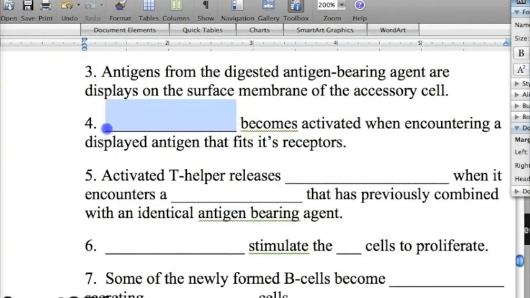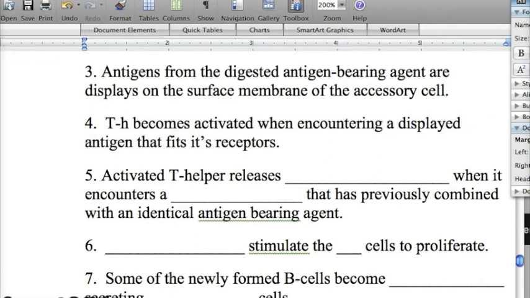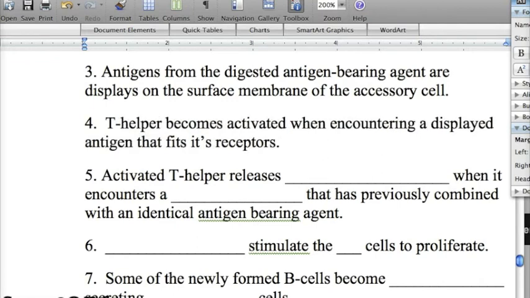And so that's a macrophage, or another phagocytic cell. Then along come T helper cells, and a T helper cell gets activated when encountering a displayed antigen that fits its receptor. So it finds its puzzle piece, it says, hey, I know that, or look, that scalp is the same color as my girlfriend. I don't know, that's kind of gross.